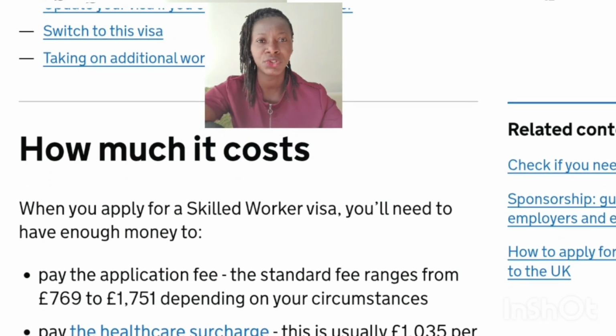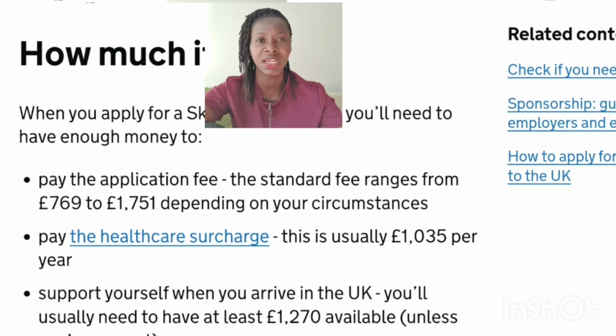If you check right below my picture, we have how much it costs over there. When you apply for a skilled worker visa, you will need to have enough money to, first, pay the application fee. The standard fee ranges from £769 to £1,751 depending on your circumstances. That is solely for the visa fee.